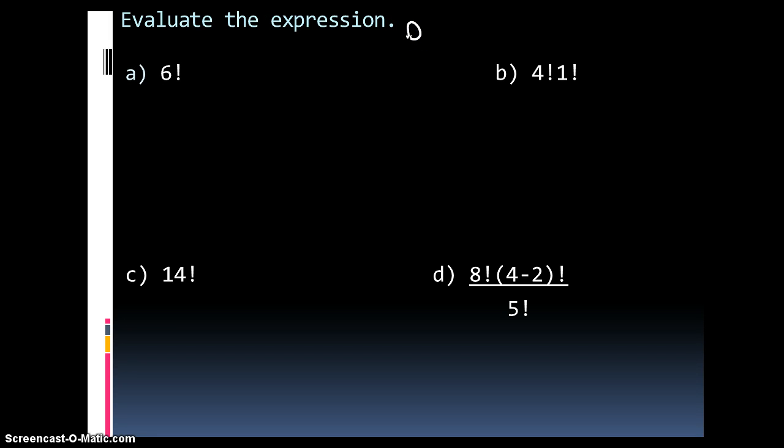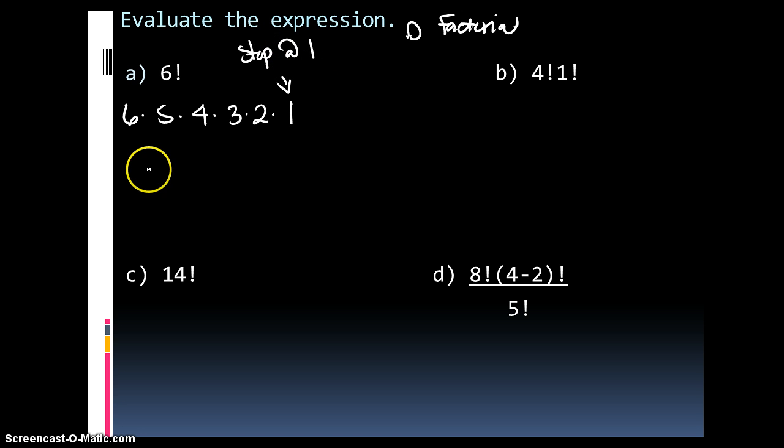So my pen was frozen. Factorial. So what this means is that you're going to multiply 6 times 5 times 4 times 3 times 2, and you're going to stop at 1 every single time. Always stop at 1. Always, always, always. So you'll multiply 6 times 5 times 4 times 3 times 2 times 1, and you will get 720. That's factorial.